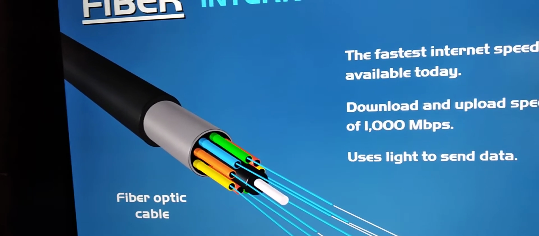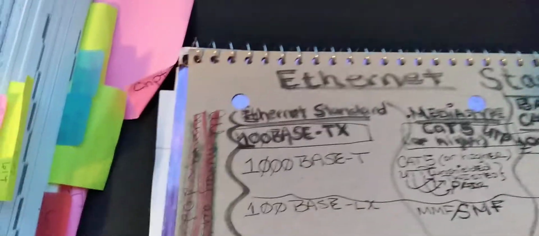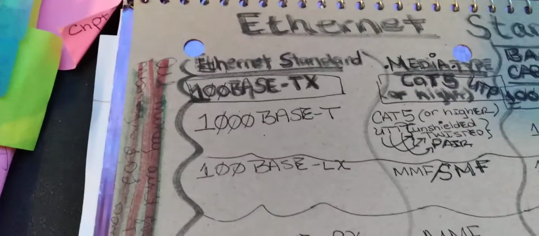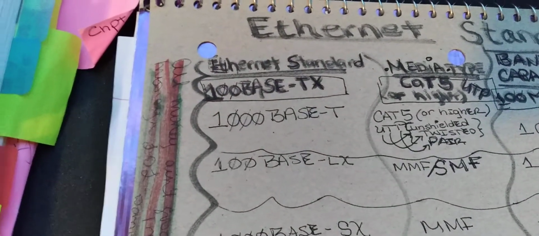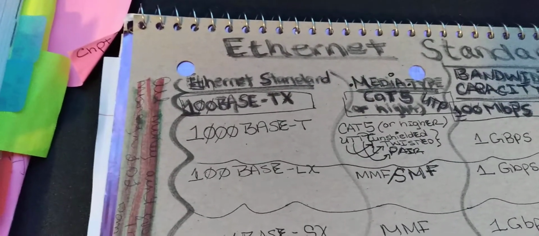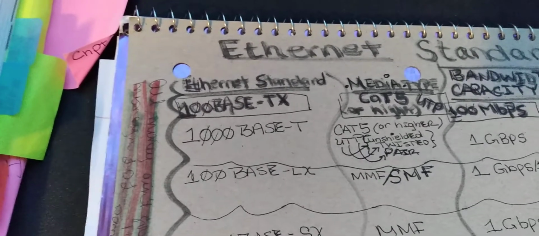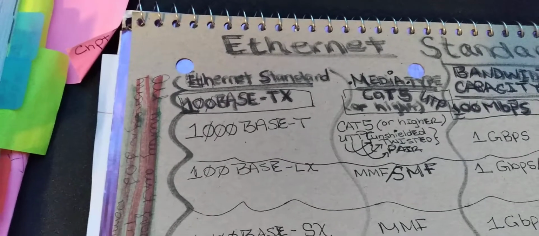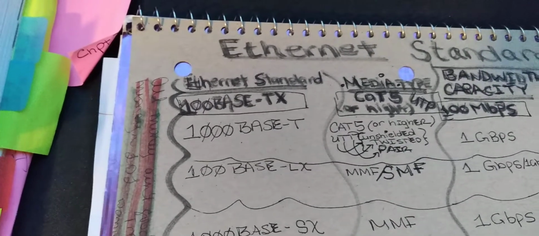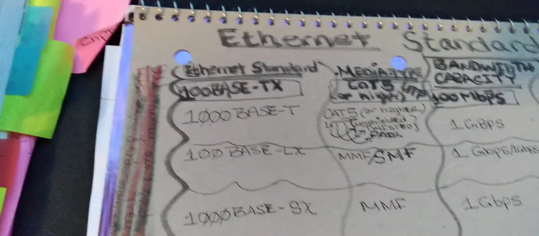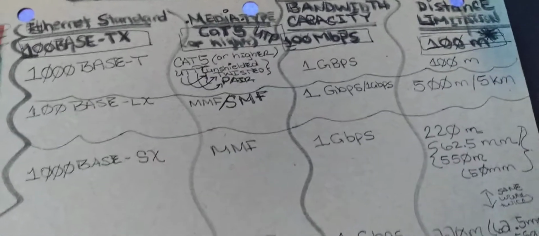So the Ethernet standards, as you can see, is located in this notebook. And Ethernet standard 100BASE-TX: media type is Cat5 cable, unshielded twisted pair or higher. Bandwidth capacity is 100 megabits per second, and the distance limitation is 100 meters. And we will see this again tonight.